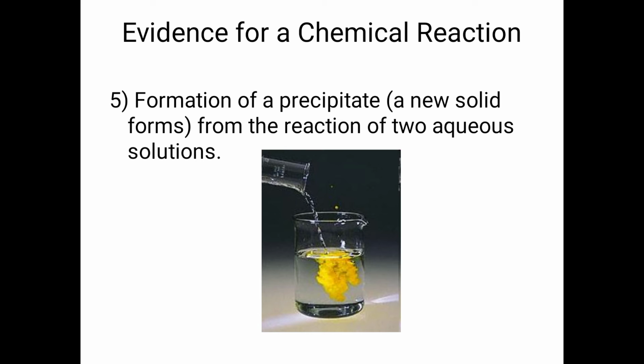As you can see in the picture, there is one solution in the beaker and another solution is poured from the test tube, and yellow coloration is observed. This yellow coloration is the formation of a precipitate.